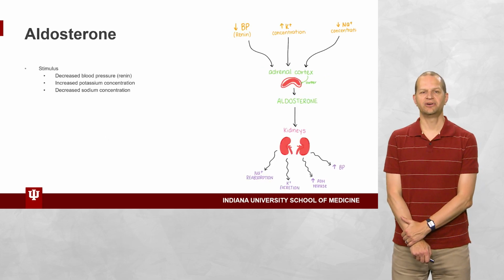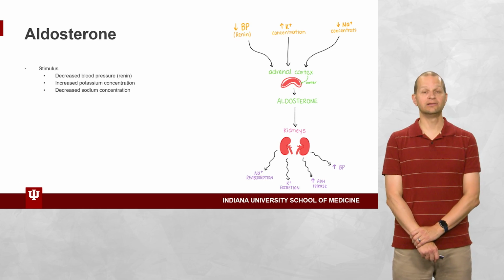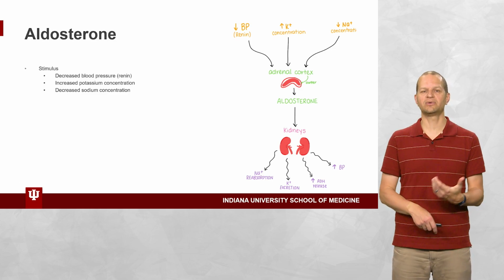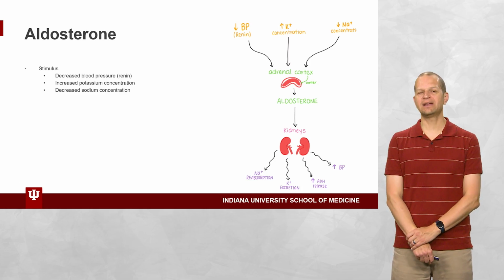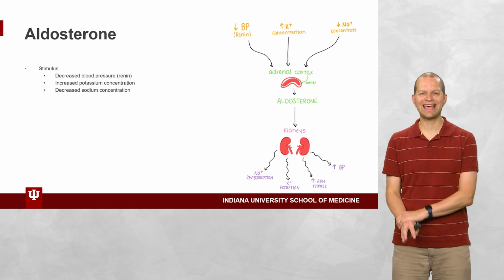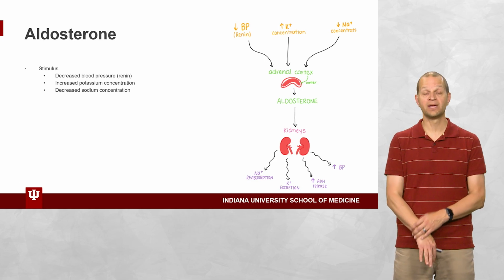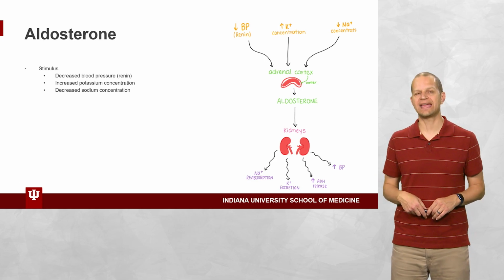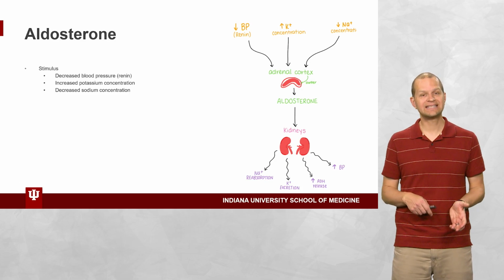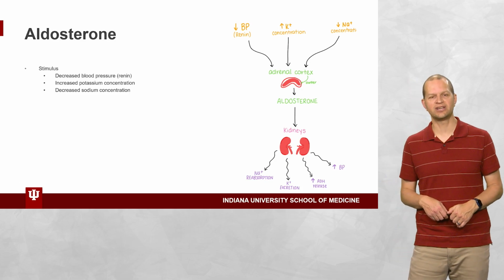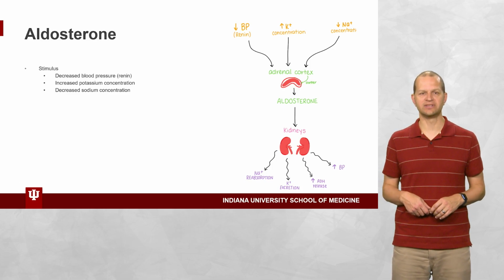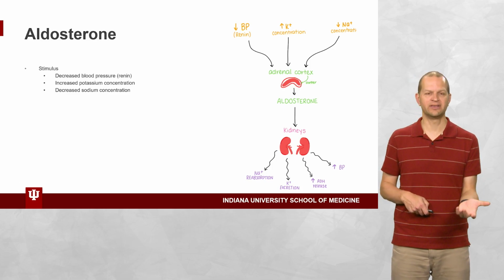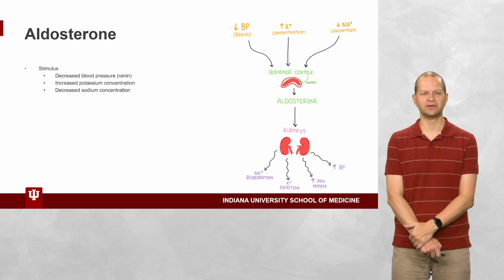Next, we have aldosterone. Aldosterone is stimulated by low blood pressure and stimulated by the release of a hormone that we'll talk about later called renin. It's also stimulated when potassium concentration is high or sodium concentration is low. Usually, those two things go hand in hand. Now, when we're talking about potassium concentration or sodium concentration, we're talking about those concentrations in the extracellular fluid, so outside of the cell, either in the bloodstream or in the interstitial fluid.